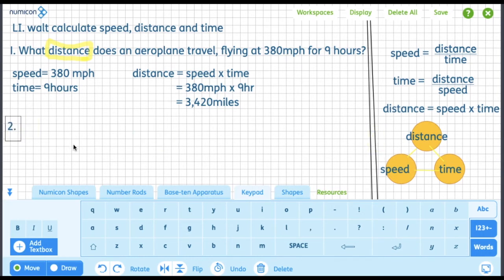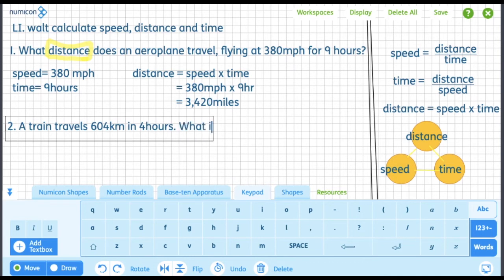All right, let's try question number 2. So question number 2 is saying a train travels 604 kilometers in 4 hours. What is its average speed? Okay, and it's asking you its average speed because it's not going to be going the exact same speed the whole time. It's almost impossible to stay the same speed the whole time. So the average just means overall, what was it mostly going at, okay?